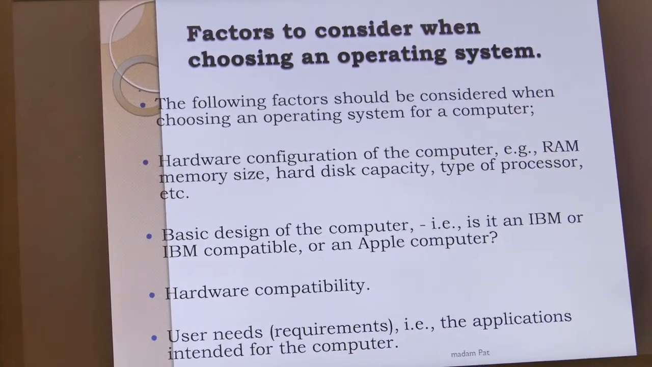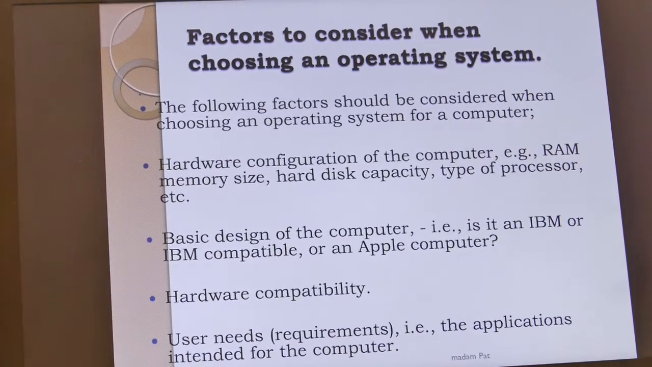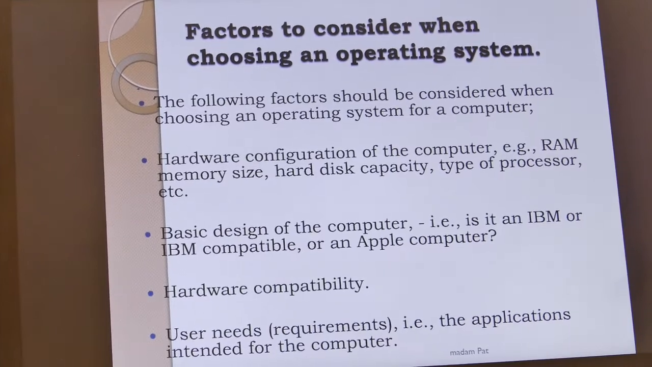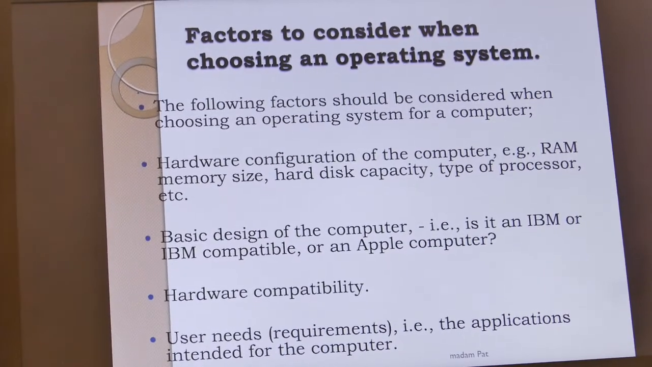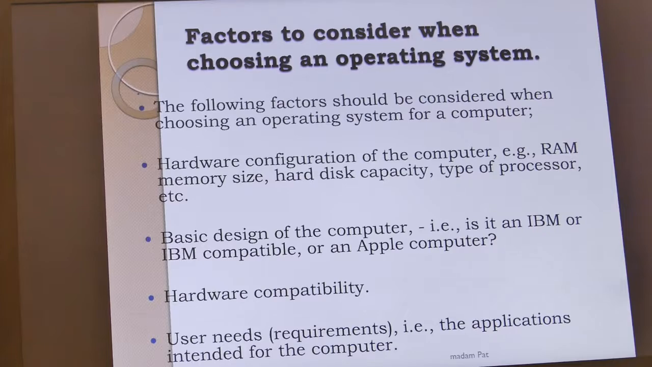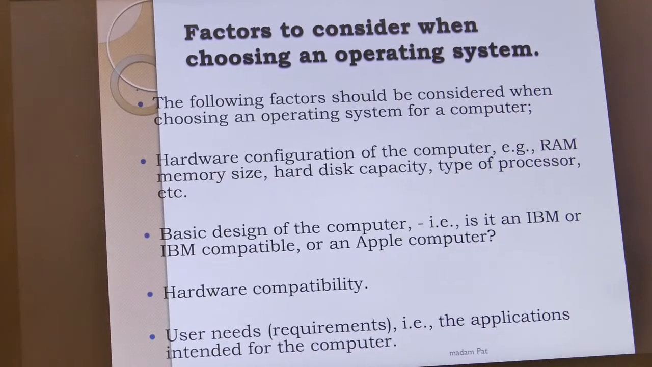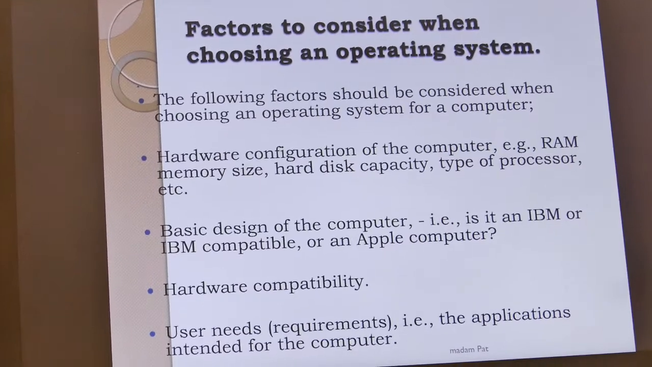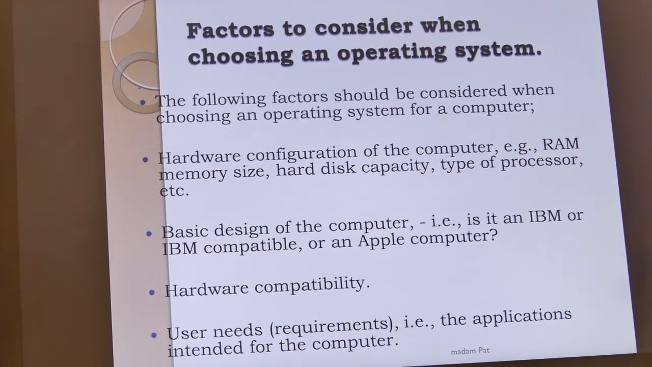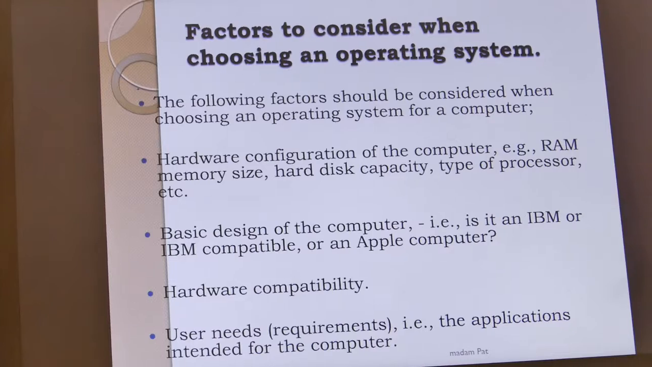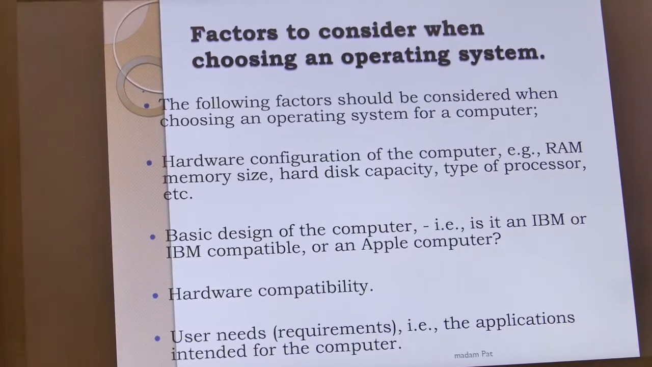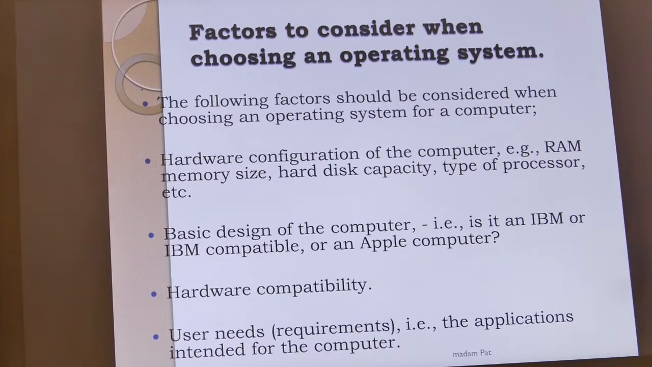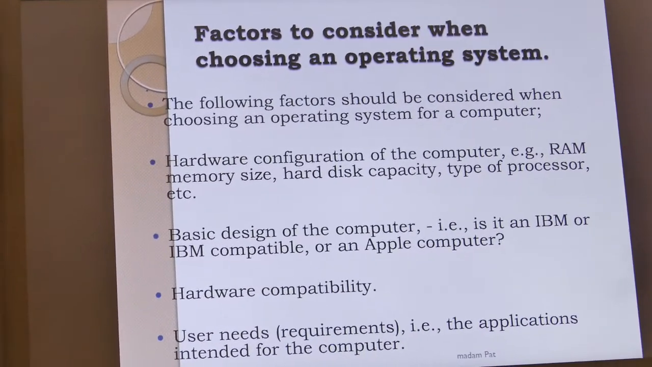These are things like the hardware configuration of the computer. You have to check on the RAM, memory size. You have to check on the capacity of the disk and the type of the processor. Then also you can check on the design of the computer, that is, if it is an IBM, if it is an Apple computer. So you have to know which design of the computer you are using before buying an OS.